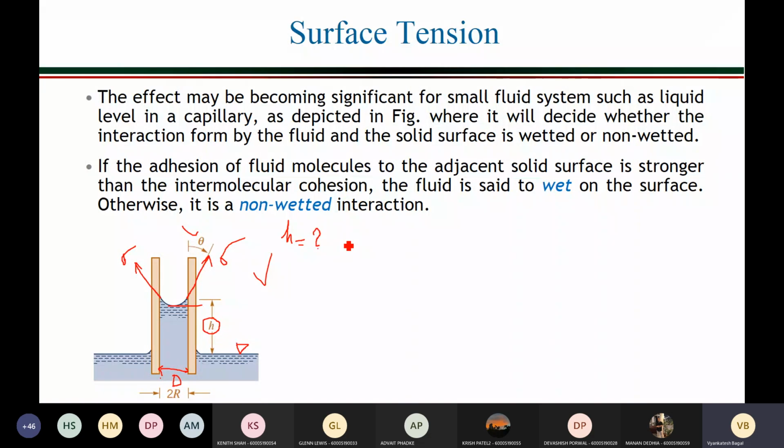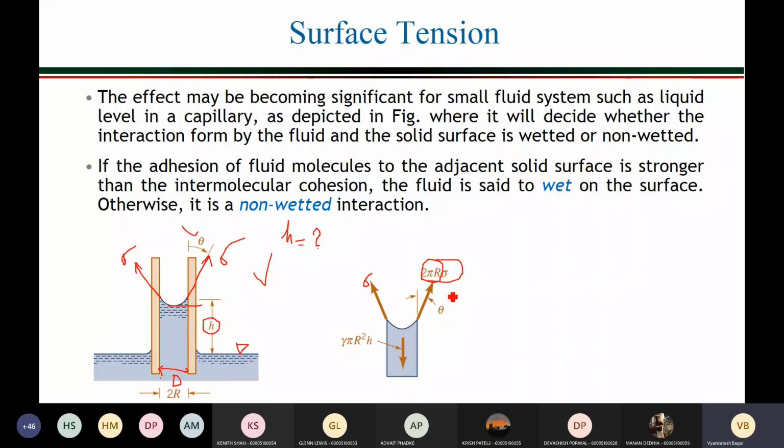Now I am going to show the free body diagram for this situation, the force balance. Look at this surface here, and this is our sigma, the surface tension. This surface tension is acting at the circumference, so I am multiplying by 2 pi r. Sigma into 2 pi r gives me the surface tensile force.